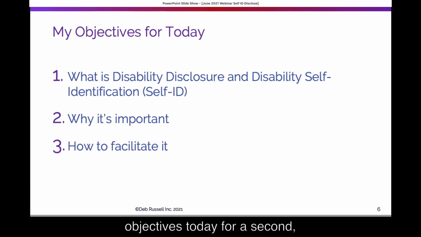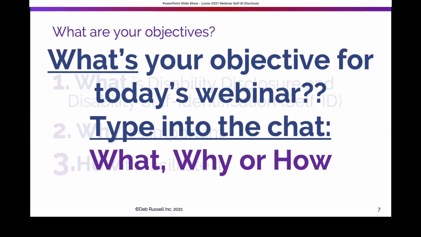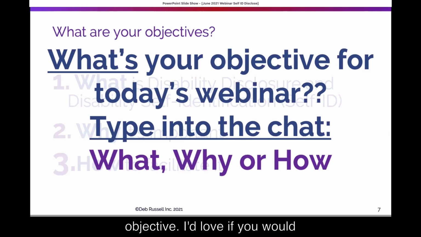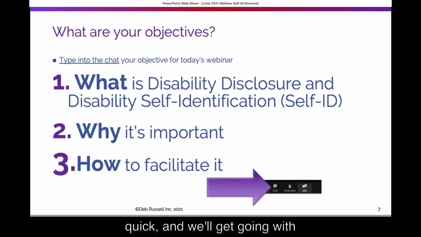So I'm going to talk about my objectives today for a second, which is what is disability disclosure and disability self-identification? And I'm going to talk about the difference between them. Self-identification is also called self-ID. We're going to talk about why it's important, but I hope the bulk of this will be about how to facilitate this. But what is your objective? I'd love if you would type into the chat whether you want to know about the what is disability disclosure, or the why is this important, or the how to facilitate it. So if you want to type in the chat real quick, and we'll get going with people's input.